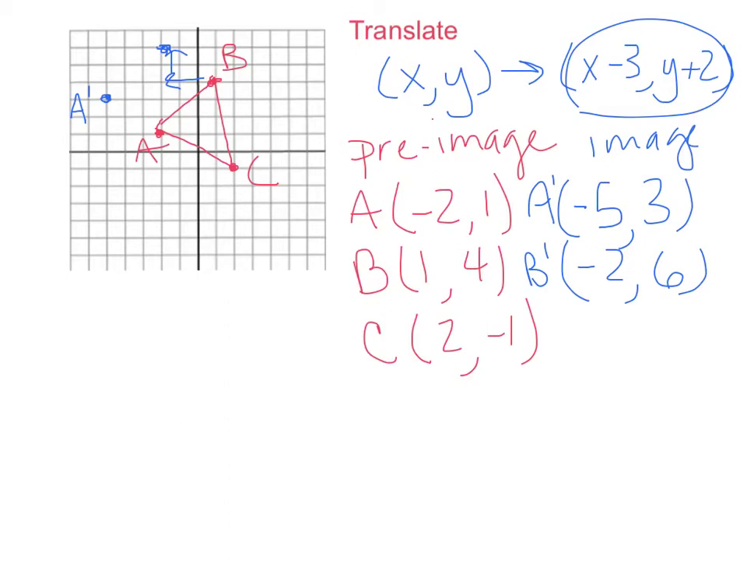And then lastly, C prime, this is B prime. C prime will be -1, 1. So we're going to be right here, and we can draw our shape. If you notice, we've now moved this original red triangle, the pre-image, every point the same way, and we have our new translation. I do want to point out this notation up here with the arrow. This is called arrow notation.